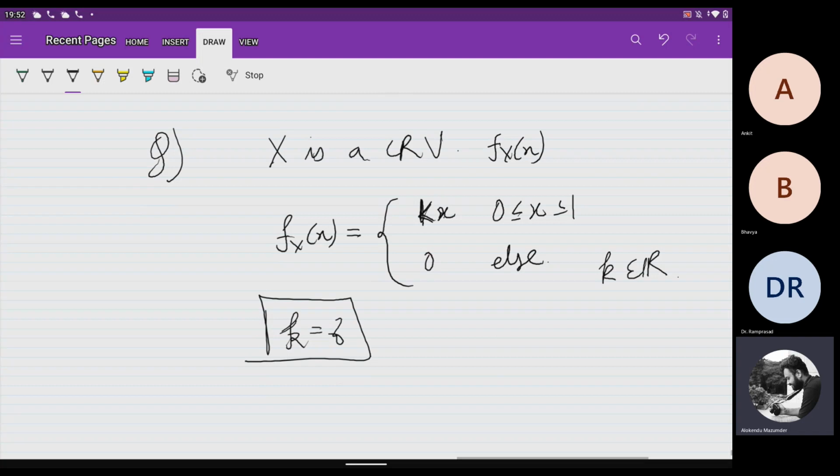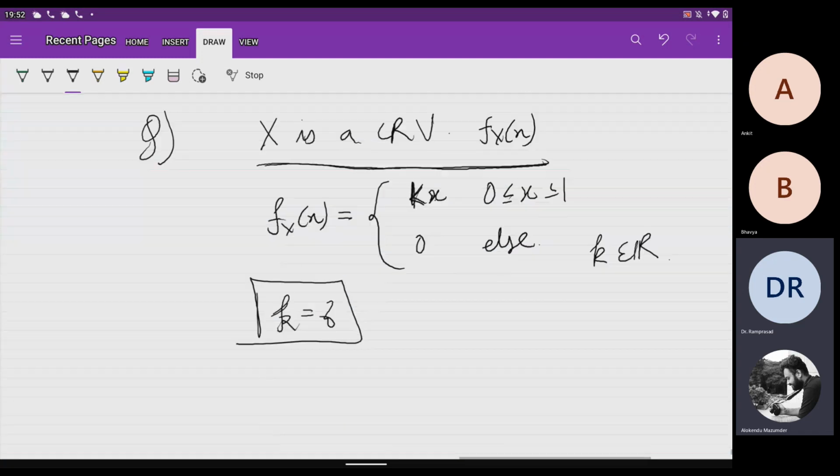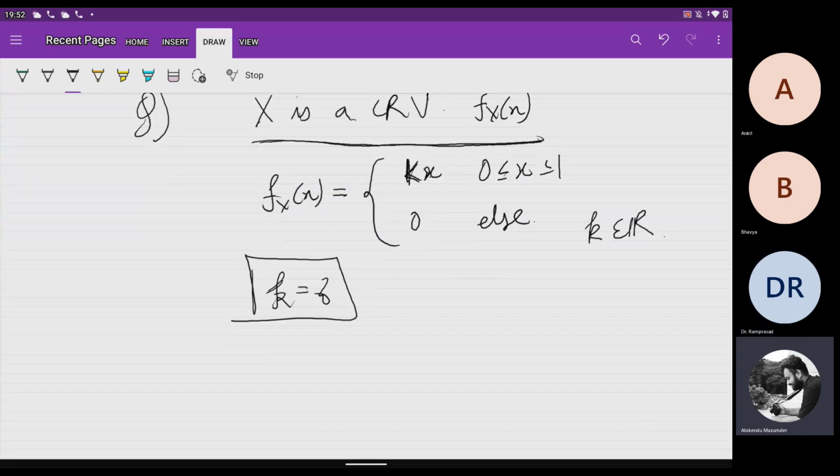You got the question, or shall I repeat it again? Is it 1 by x? No, it's a constant, right? Yes, k is a constant. So what can be the value of k? What will be the value?